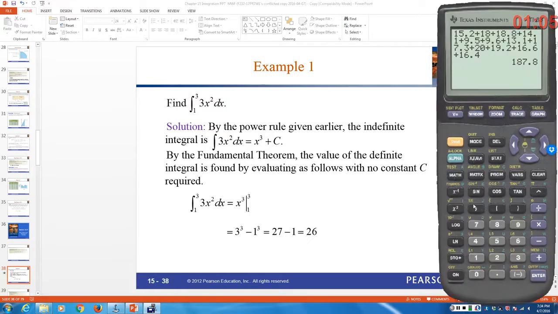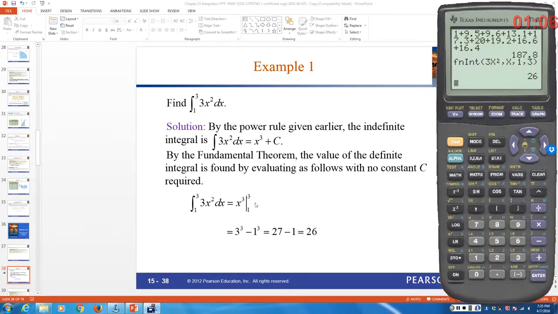The calculator steps on solving this problem to find this definite integral would be to hit your math button, go down and find your function integral. Your function itself is 3x squared. Your independent variable is x. And our limits of integration are from 1 to 3. And we get the answer 26.